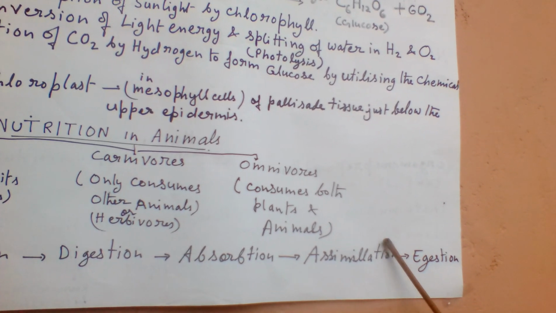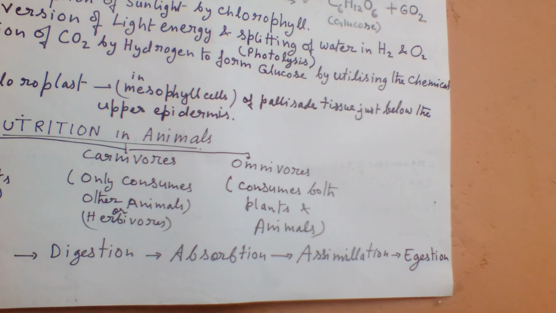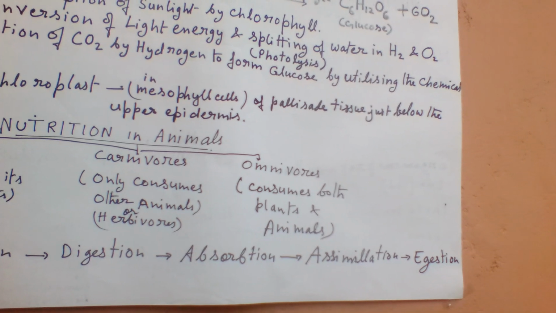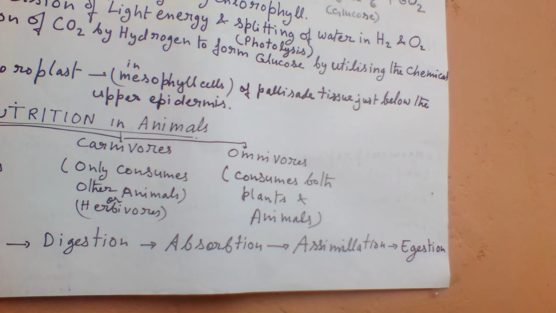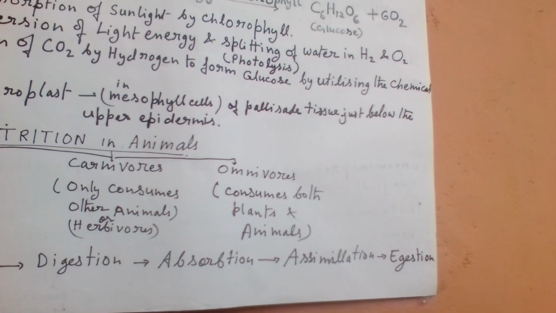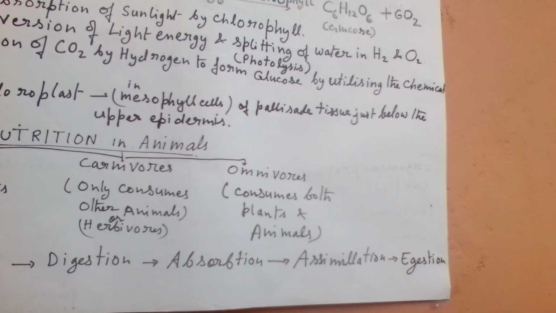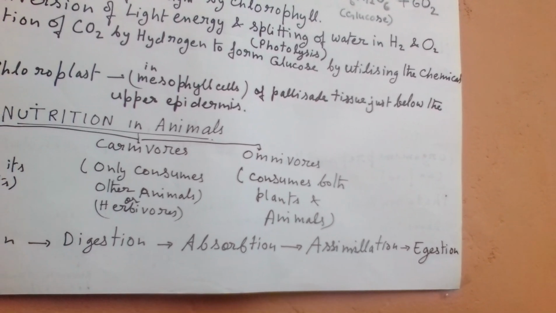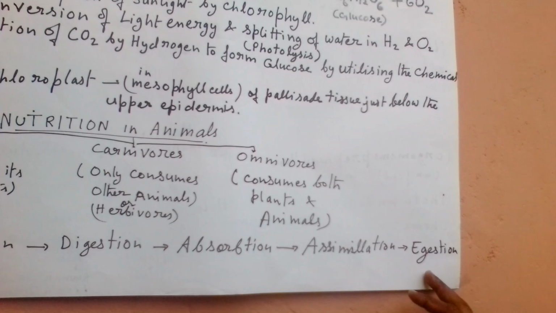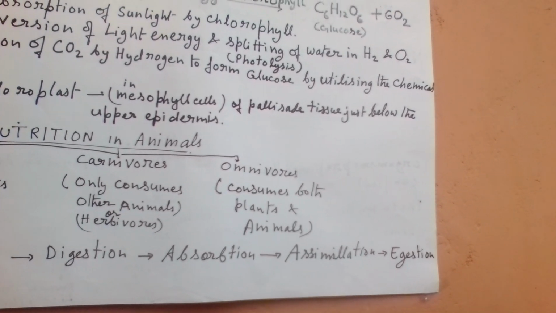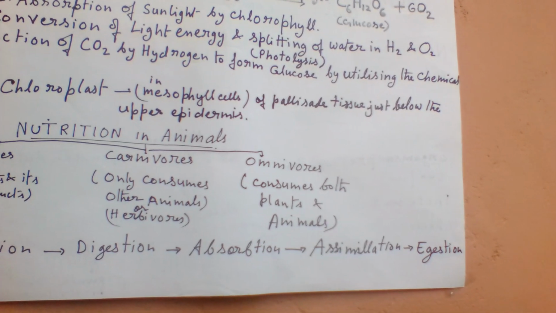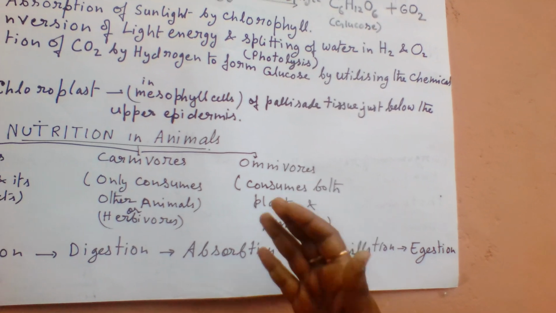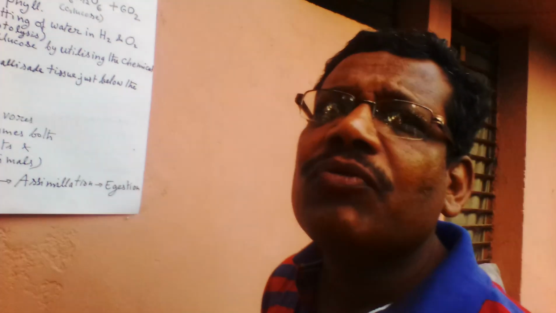And after that, when all the work of nutrition is done, the final step is egestion. Egestion means the products which are not required in the body are egested out. So this is simply how nutrition in animals occurs. Further, we will go through the details in the next class.